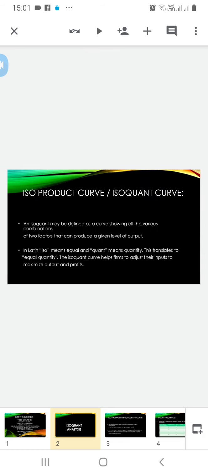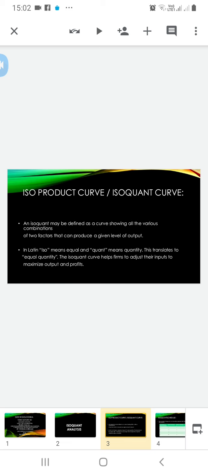Today we will discuss isoquant analysis. What is an isoquant? Isoproduct curve or isoquant curve. Isoquant may be defined as a curve showing the various combinations of two factors that can produce a given level of output.